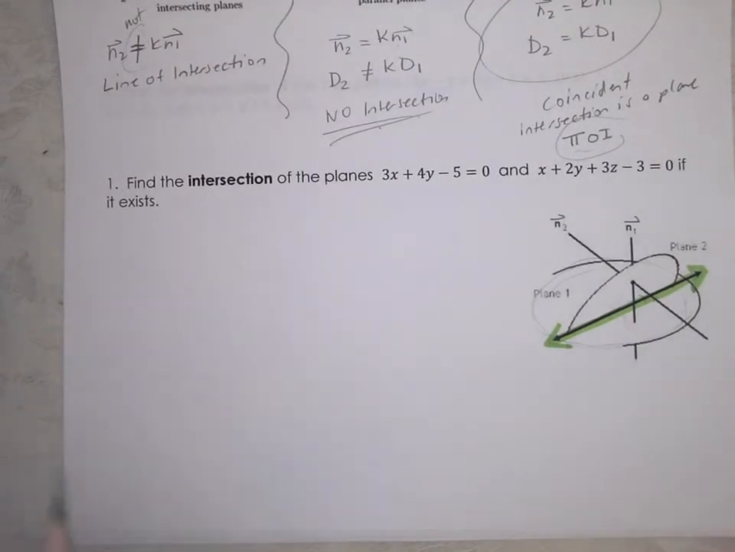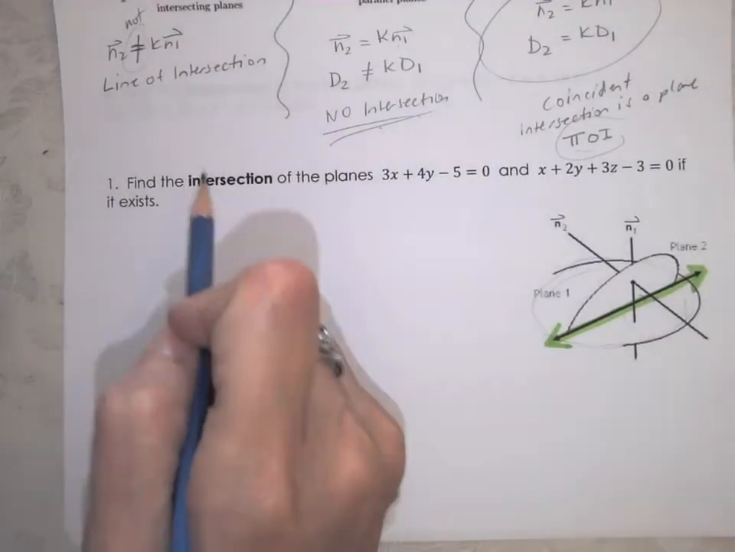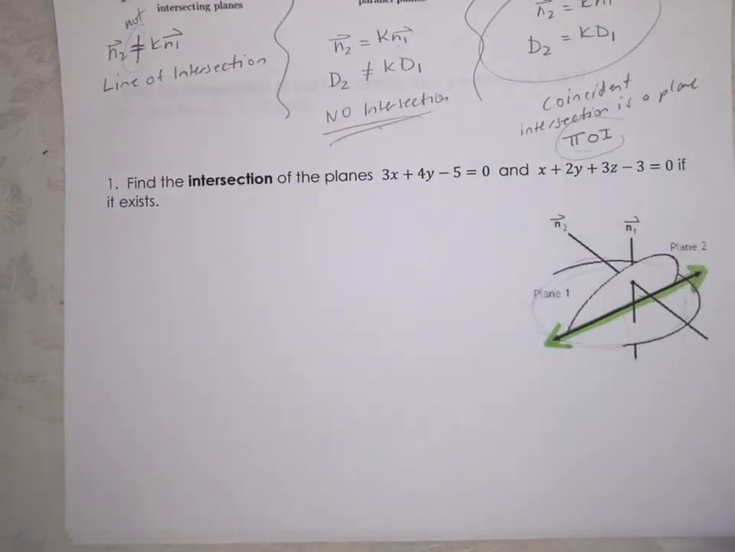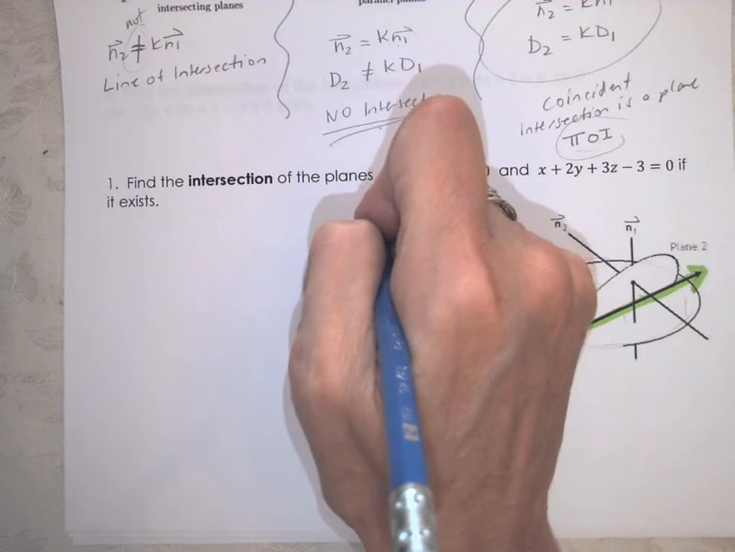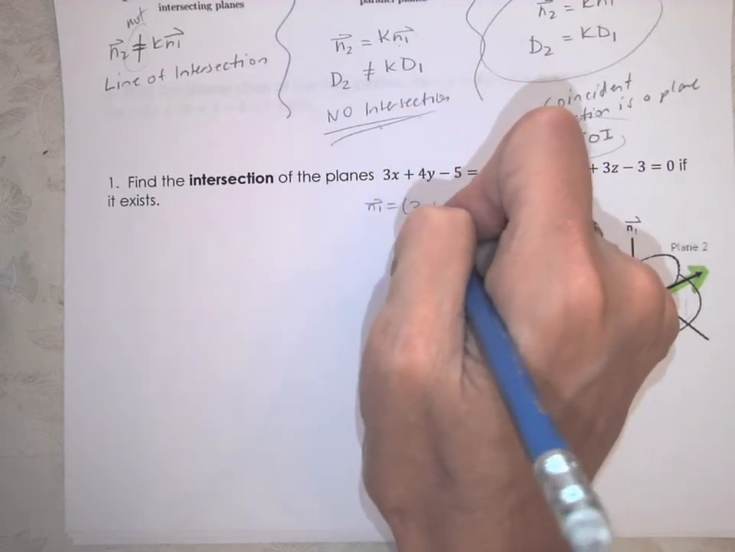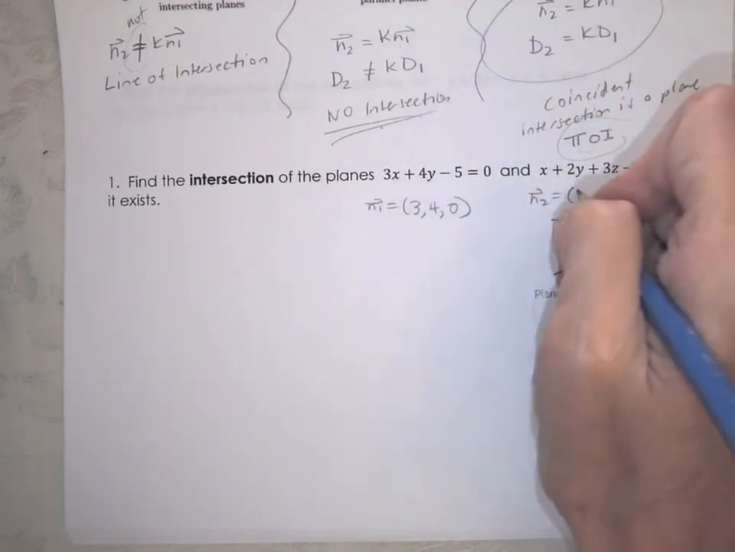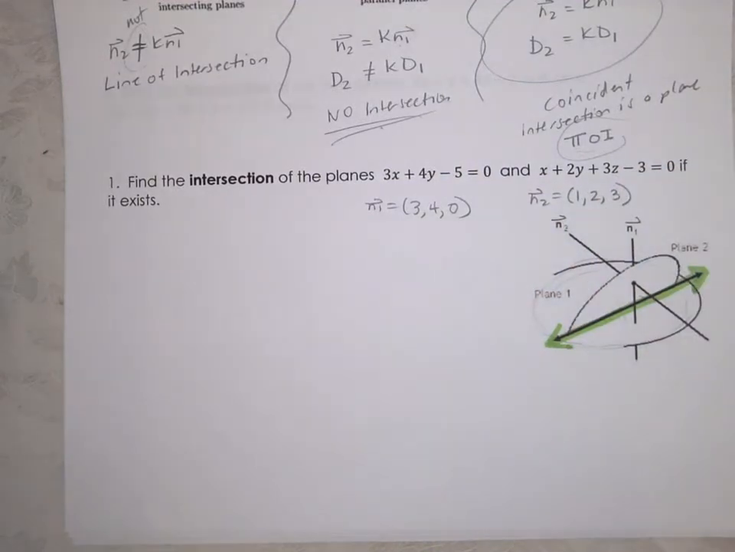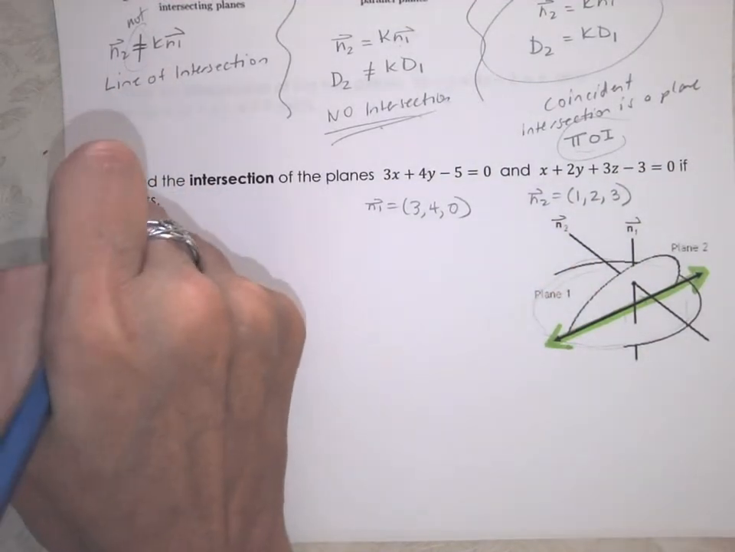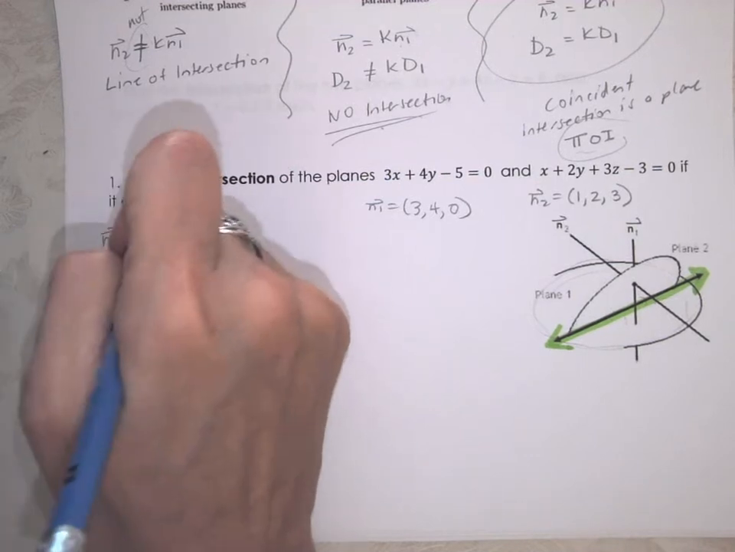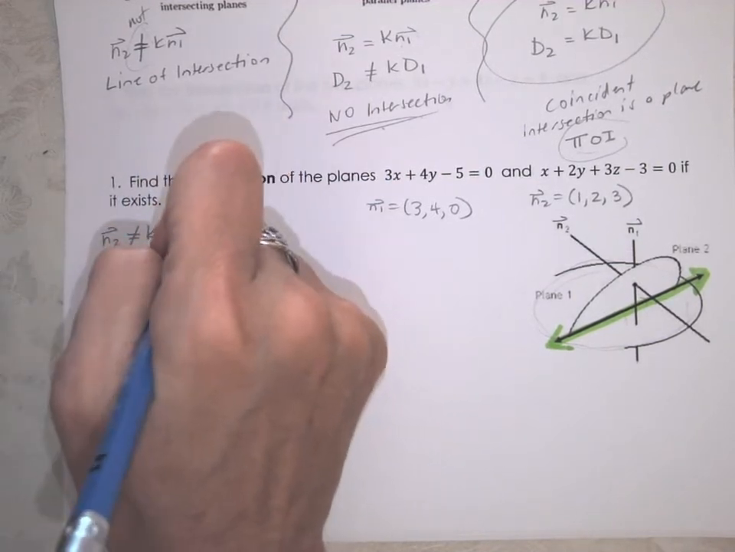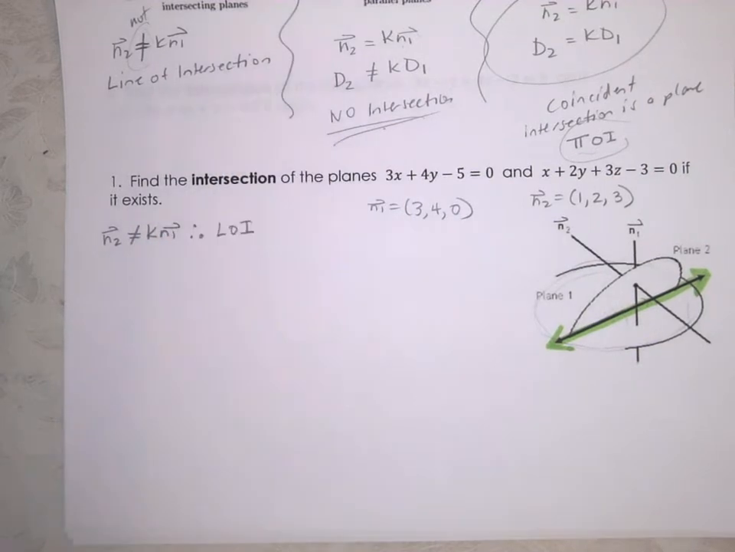All right, so first thing, we're told here to find the intersection of the planes if it exists. The first thing we would do, if we didn't already have this diagram indicating there's probably going to be a line of intersection, is look at the normals. The normal of the first plane is 3, 4, 0. Be careful, there's no z here. And the normal of the second plane is 1, 2, 3. It's easy to see that they're not scalar multiples, so I'd start off by making that statement: N2 does not equal a scalar multiple of N1, so therefore right away we know there's going to be a line of intersection. It's up to us now to find that line of intersection.